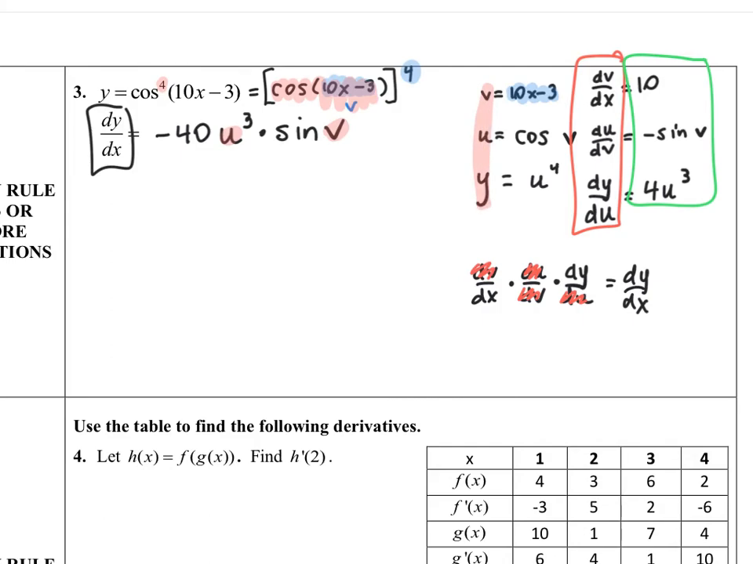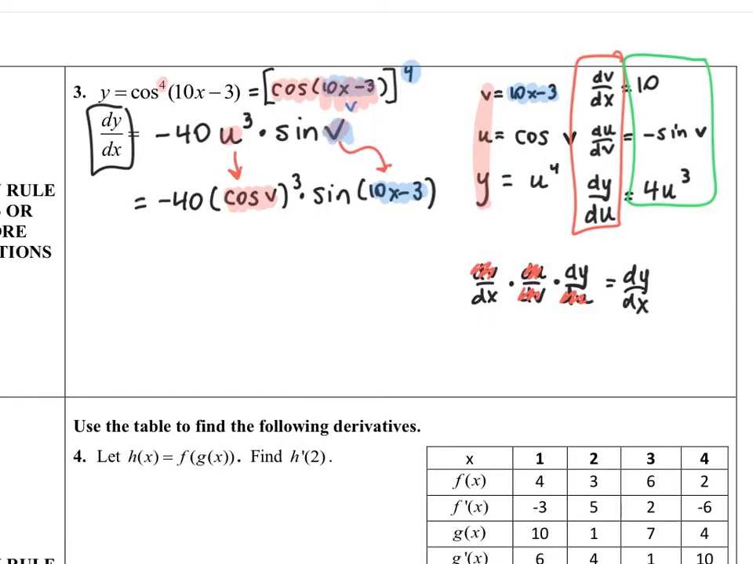So what I need to do now is just back substitute. Where I see the u, I'm going to put in a cosine v, and where I see the v, I'm going to put in a 10x minus 3. So in for my u, I put the cosine v, in for my v, I put the 10x minus 3.